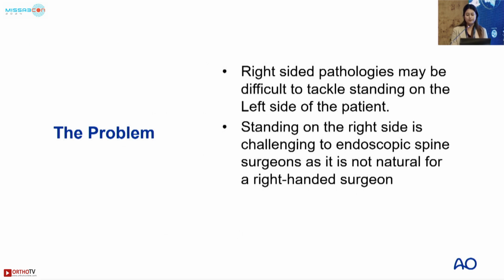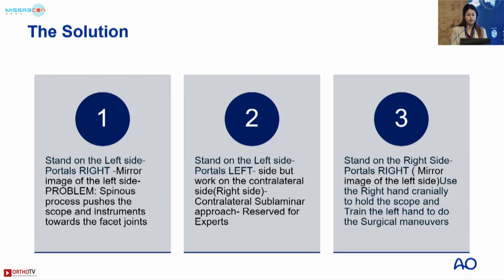The problem. Right-sided pathologies may be difficult to tackle standing on the left side of the patient. Standing on the right side is challenging to endoscopic spine surgeons as it is not natural for a right-handed surgeon. The solution. First, stand on the left side, make the portals on the right side, mirror image of the left side. The problem here is the spinous process pushes the scope and instruments towards the facet joints.